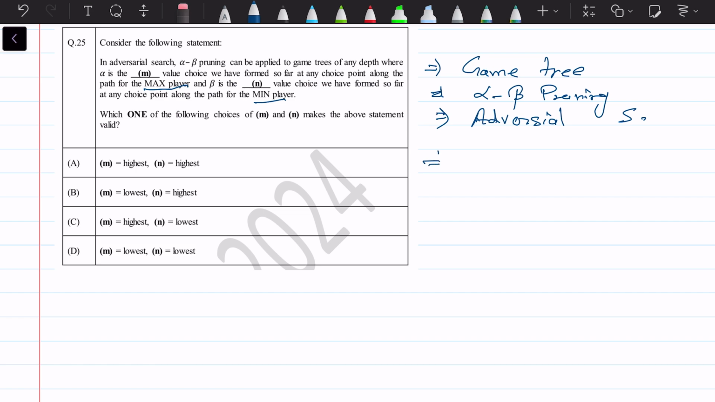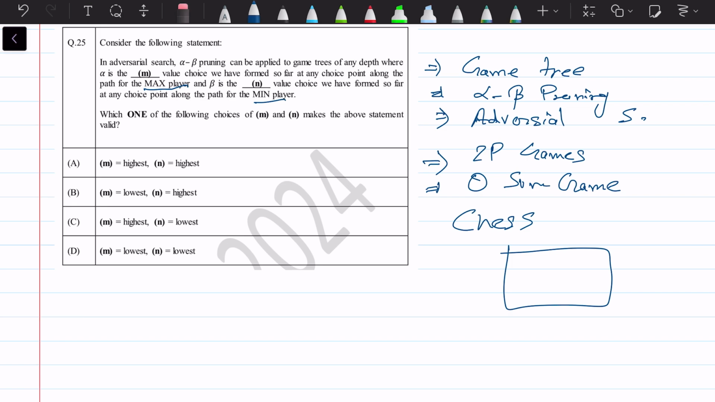So start with adversarial search. Adversarial search we usually use in two player games or zero sum games. What do two player games or zero sum games mean? That there will be two players playing. So let's say for example there is a game of chess, where there is one player on this side, let's say 1, and there is this other player who is -1.